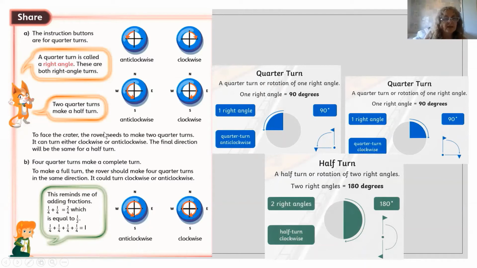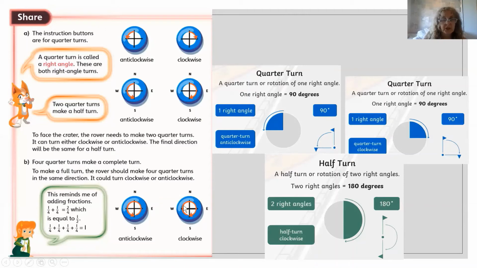So to face the crater, he needs to move. Let's just have a think. To face the crater, to make 2 quarter turns, it can turn either clockwise or anti-clockwise. The final direction will be the same for a half turn, which it will, won't it? It doesn't matter which way you go, so long as you give instructions which way.